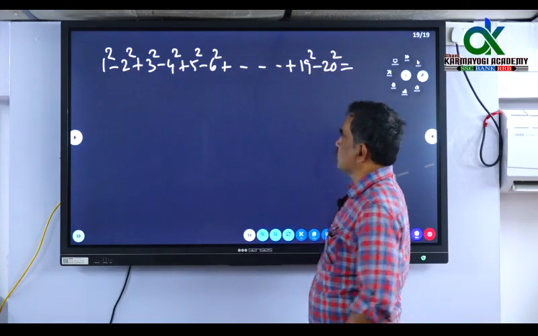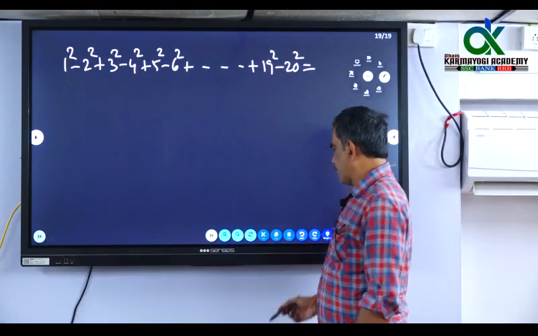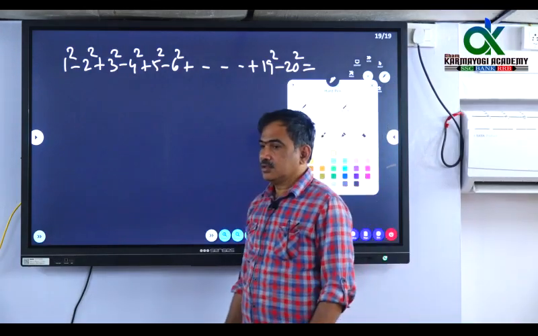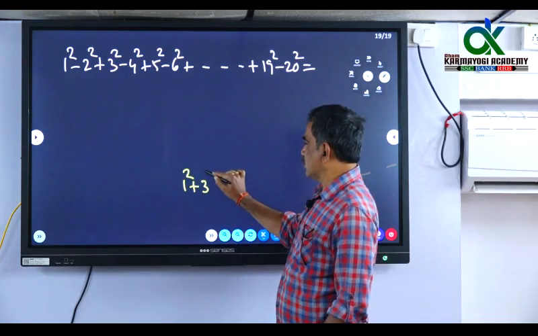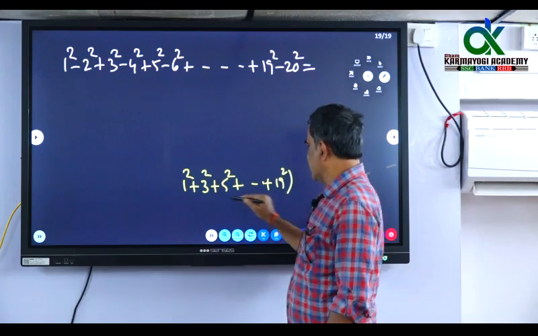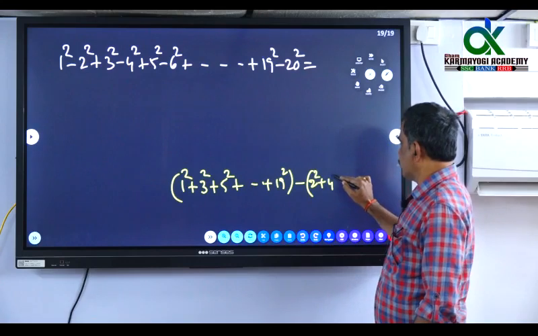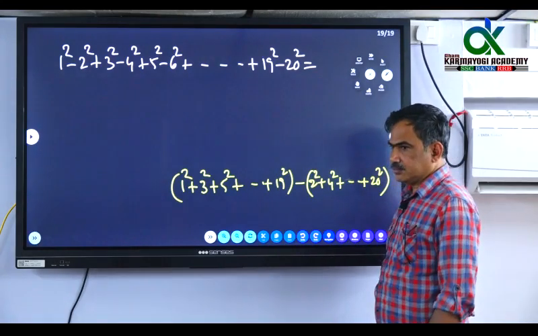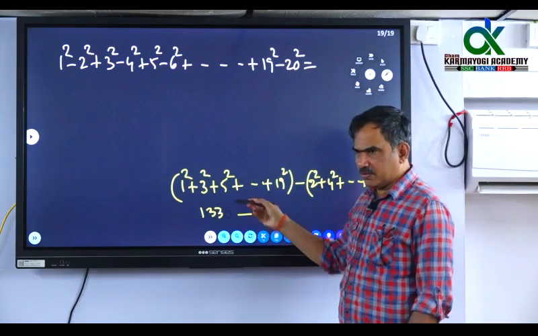If this type of question is given, then actually it's a very easy question. How to solve this one? If we separate like this: 1 square, 3 square, 5 square and so on up to 19 square, minus 2 square plus 4 square plus and so on plus 20 square, separated. Then already this value is known, 1330, previously solved.